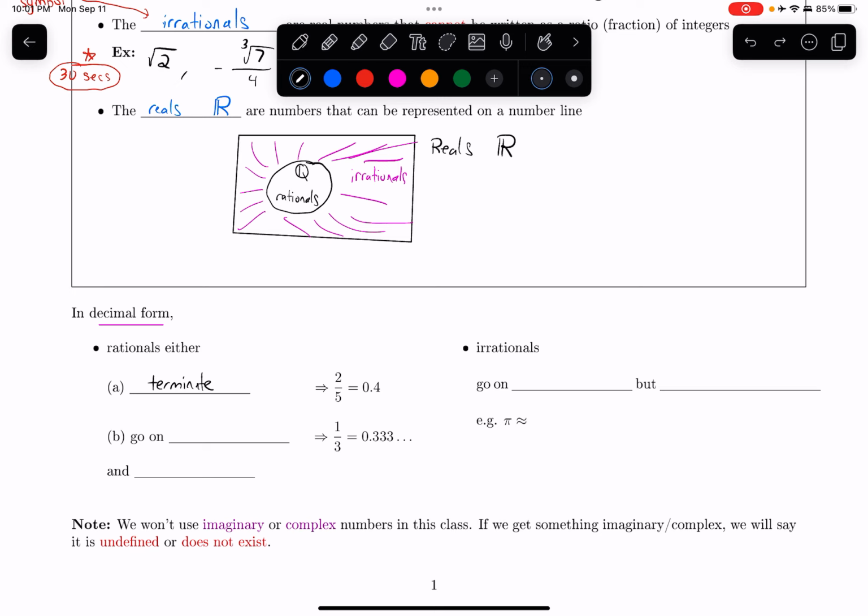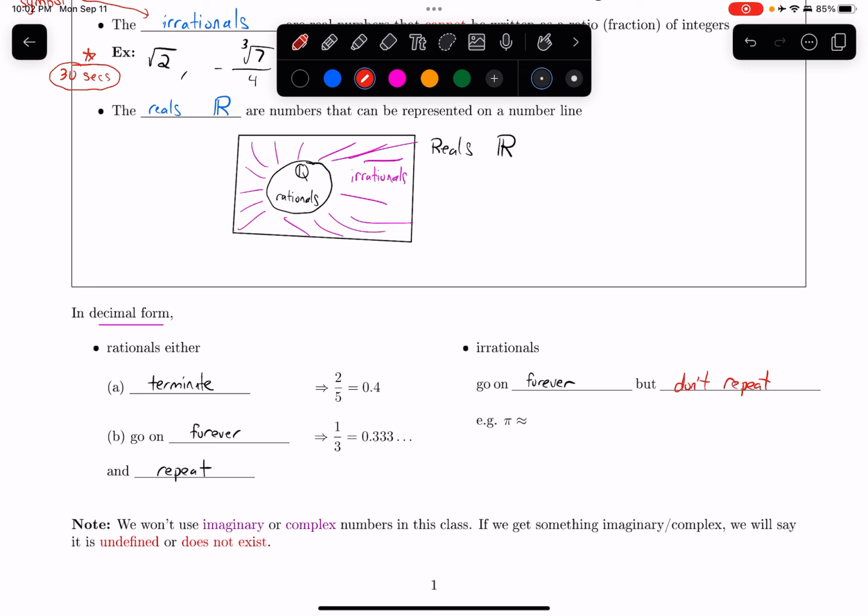Okay, but there's another possibility. Rationals could also do something like we saw with 1 over 3. 1 over 3 in decimal form was 0.3333 repeating forever. So they could go on forever, but if they do go on forever, it turns out they do need to repeat in order for us to be able to express it as a nice fraction of integers like this. Okay, so in decimal form, rationals will do one of these two things. Irrationals, on the other hand, go on forever. They go on forever, but they don't repeat. They are never going to repeat like that.